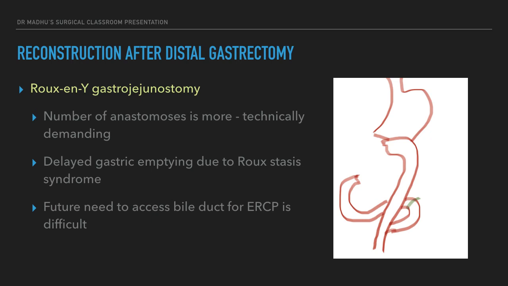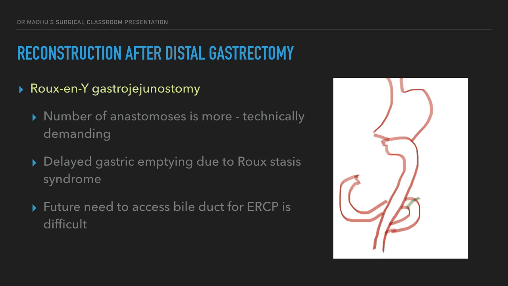So what happens in a Roux-en-Y gastrojejunostomy? It is a bit technically demanding because the number of anastomoses is more. You have to take a roux limb and then anastomose it to the distal stomach, and there is a jejunal anastomosis. Then the limb that is anastomosed to the stomach, that is called the roux limb.